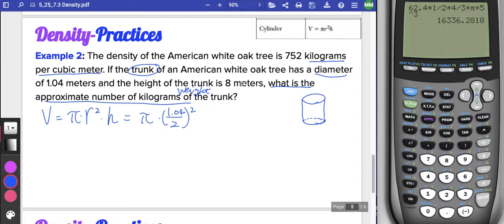And also the height is already given. The height of the trunk is 8. I'm going to multiply by 8. Some students might say, oh, I don't know what's going on with my pen. It's not responding. Sorry. Okay, hopefully it's better this time. So it's going to be times 8.